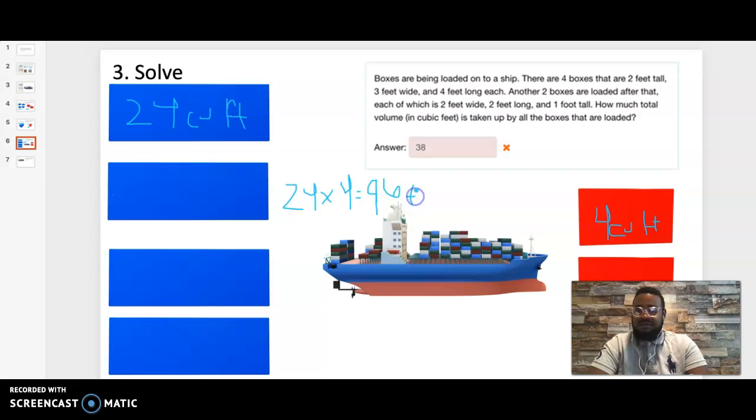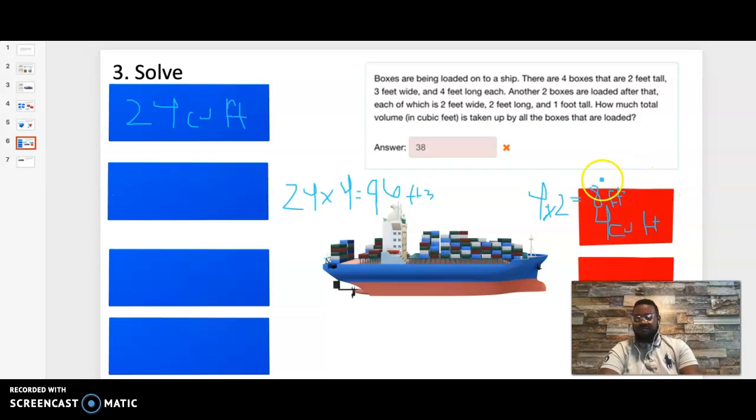And if I take up 2 of those, 4 times 2 is 8. All right. And then that's just my feet cubed.